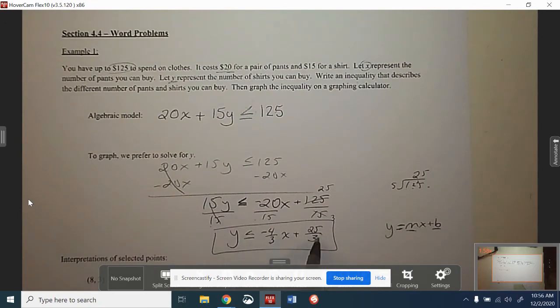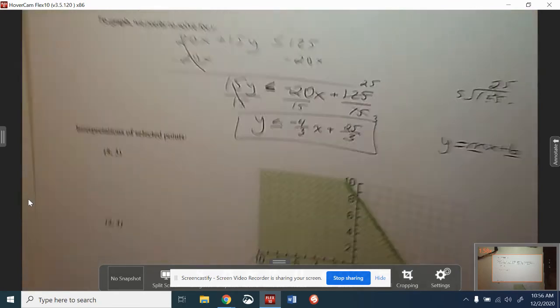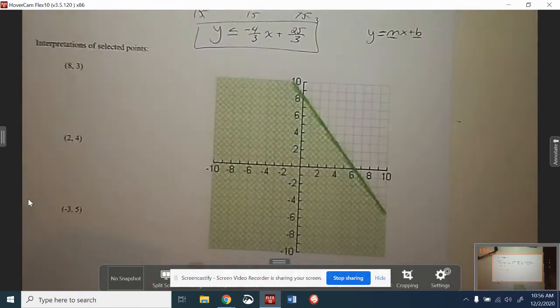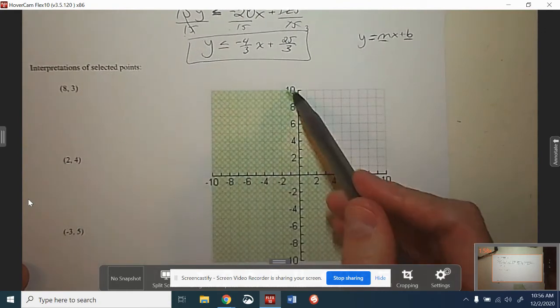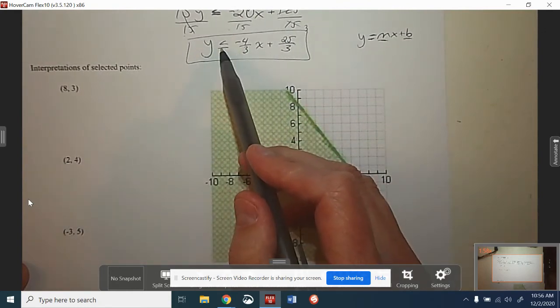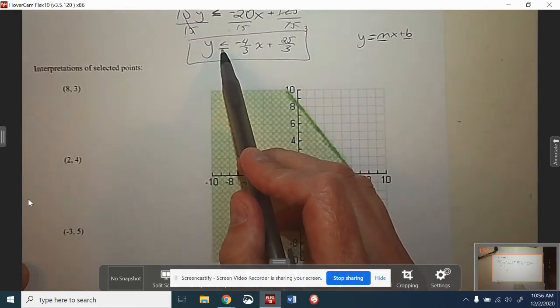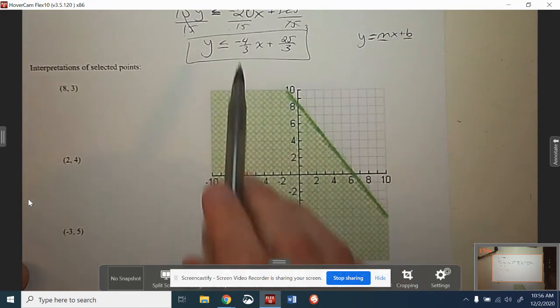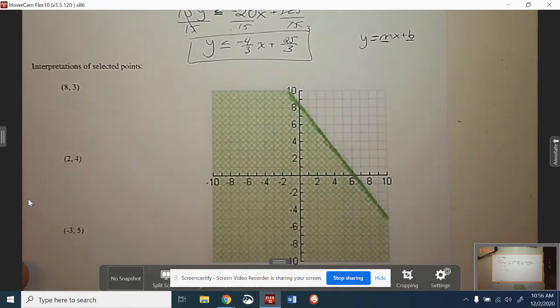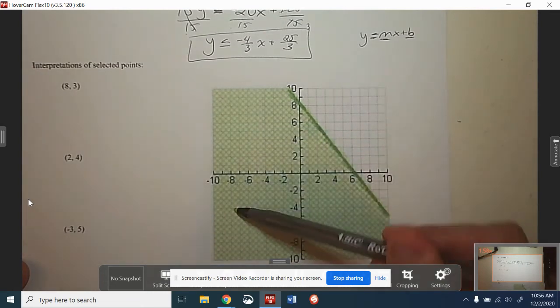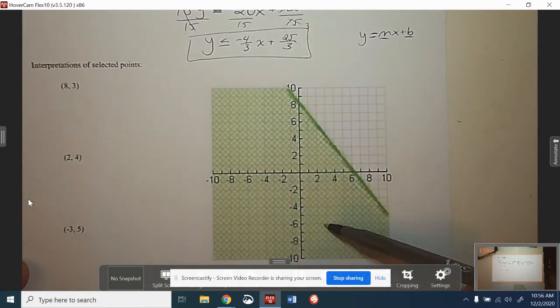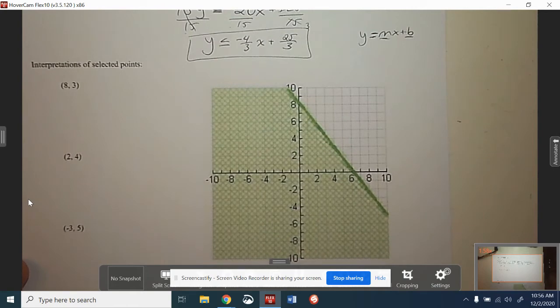So since these are awkward numbers, what I did is I went ahead and graphed it for you. So this is the graph if you graph this inequality. And you can see that it's a solid line because it says less than or equal to. And we're shading below because it says less than or equal to. So from our warm-up today, we would think, okay, every single point in the shaded region is a solution. Now that's normally what we would do.